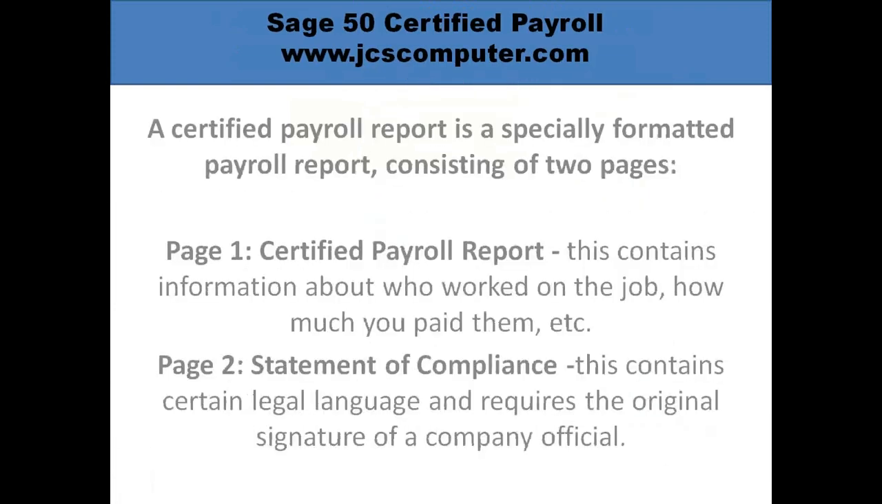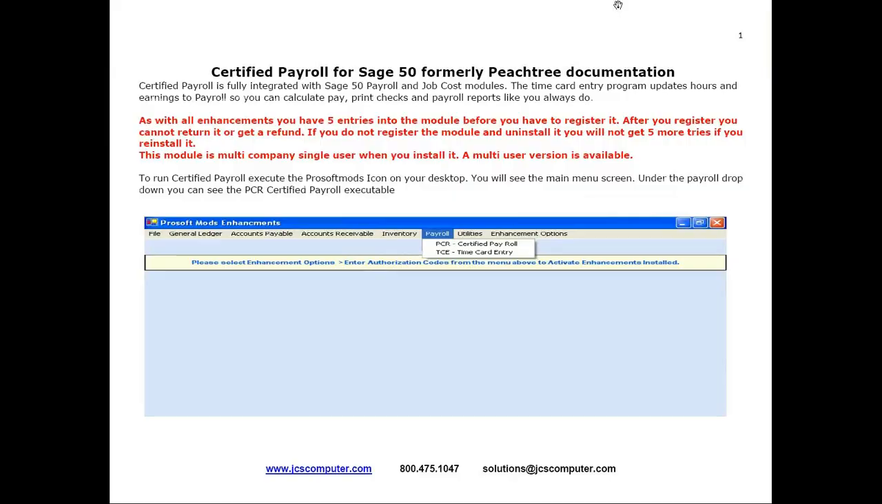A certified payroll report is a specifically formatted payroll report consisting of 2 pages. The first page is the actual certified payroll report. This contains information about who worked on the job, how much you paid them, etc. Page 2 is the statement of compliance. This contains certain legal language and requires the original signature of a company officer.